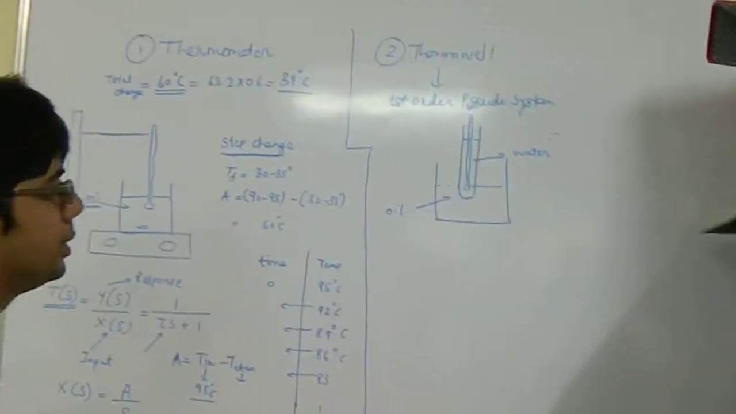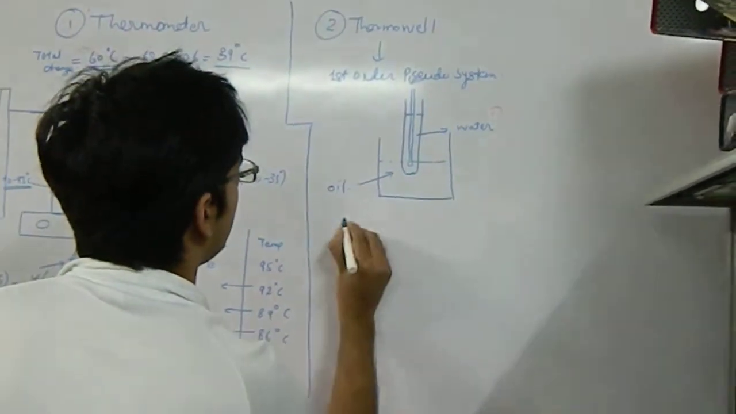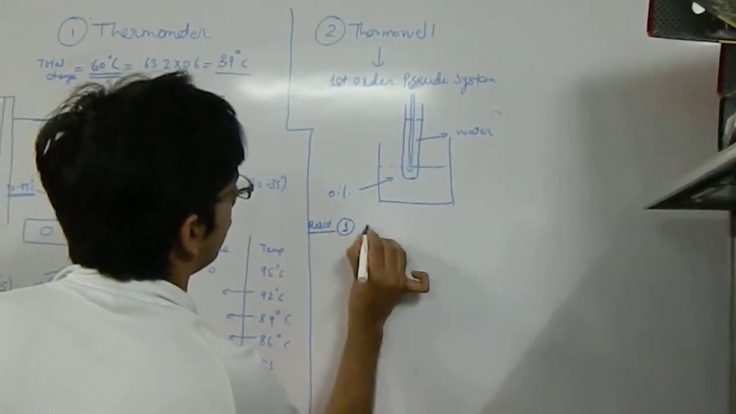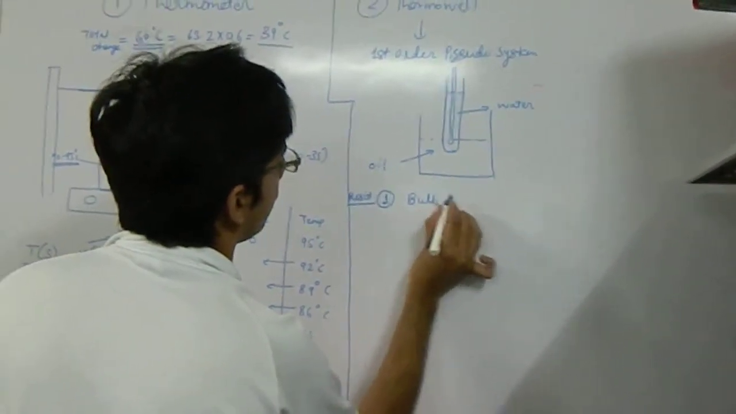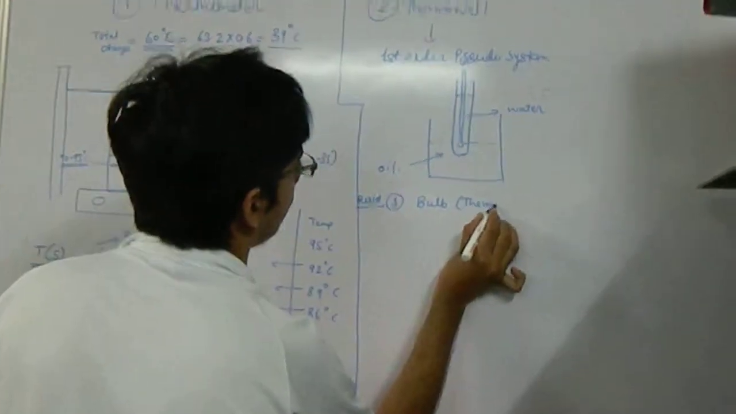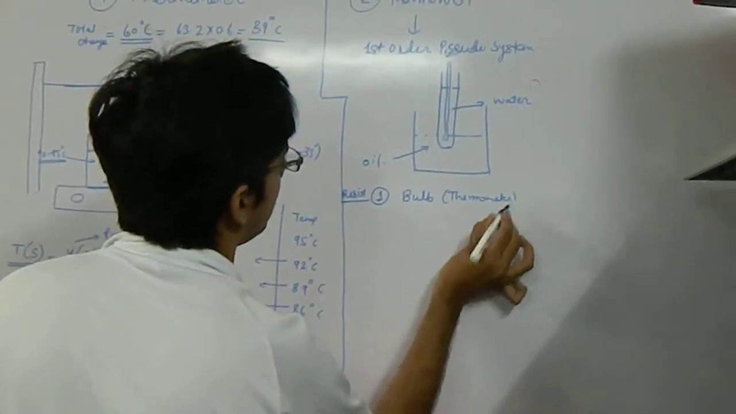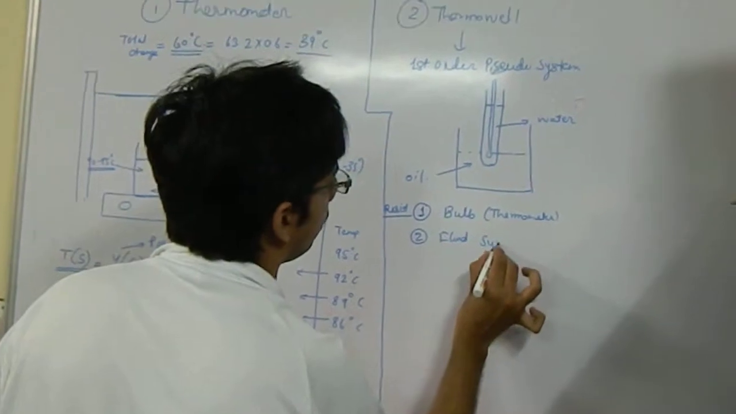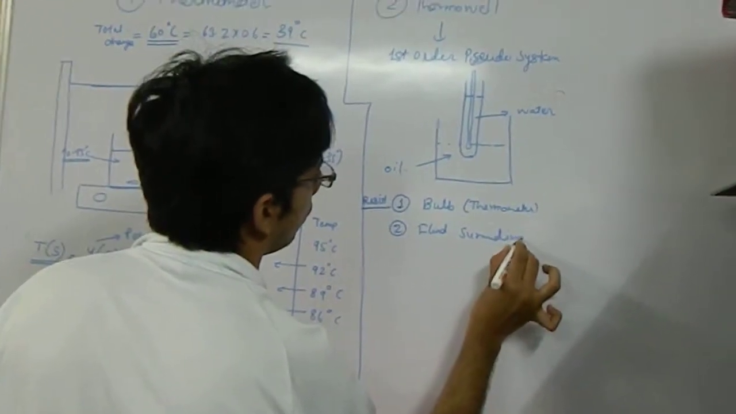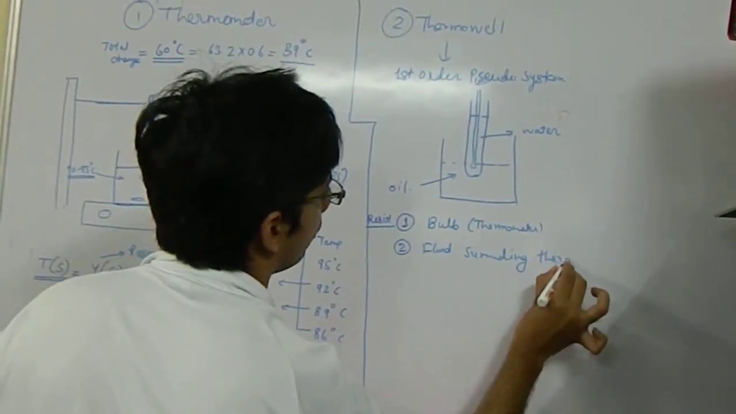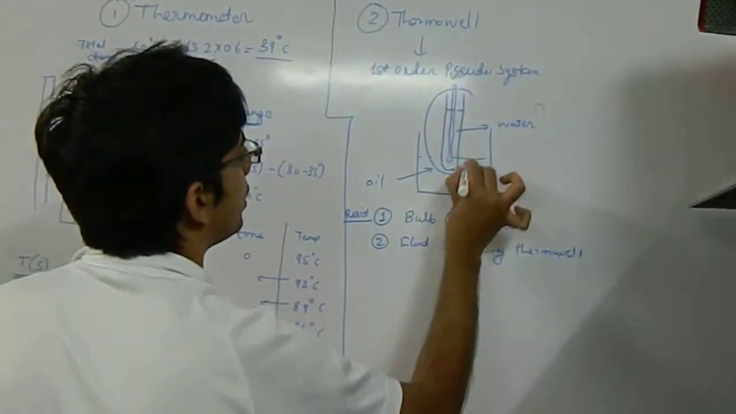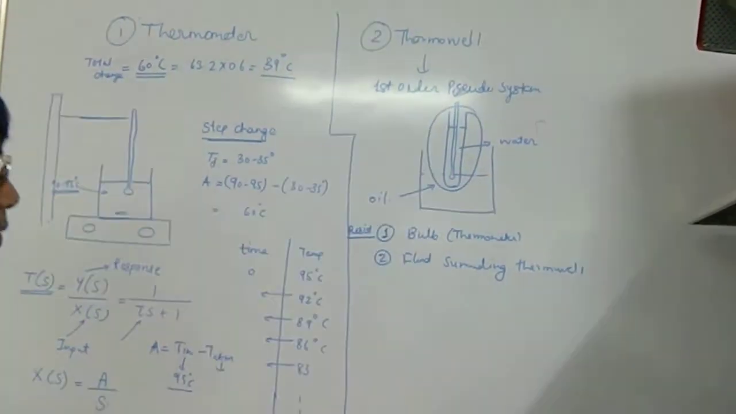Here you have two resistances, one that is of the thermometer bulb, and second is that of the fluid surrounding the thermometer. So this is the Thermocouple system, this which I am encircling right now, this is the Thermocouple system.